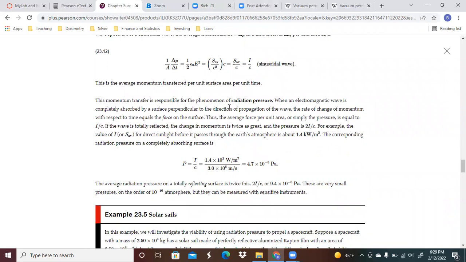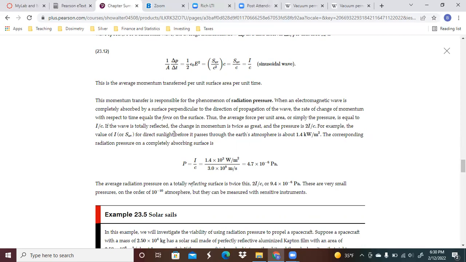This is responsible for the phenomenon of radiation pressure. When an electromagnetic wave is completely absorbed by a surface perpendicular to the direction of propagation, the rate of change of momentum with respect to time equals the force on the surface. So the average force per unit area, or the pressure, is equal to the intensity divided by the speed of the wave. If it is totally reflective, the change in momentum is twice as great, and the pressure is this.